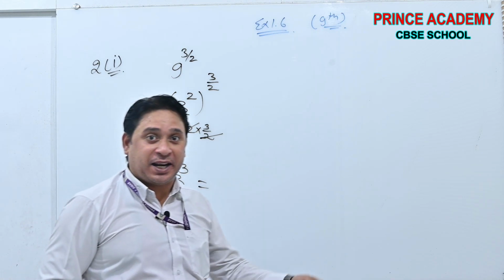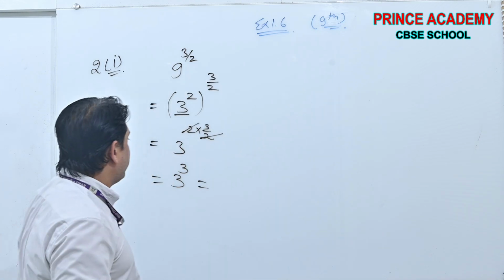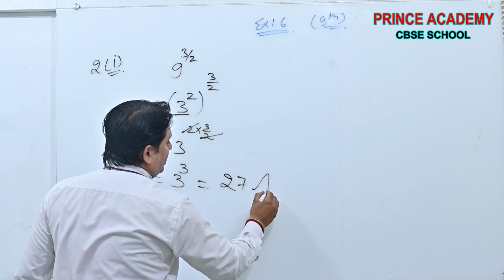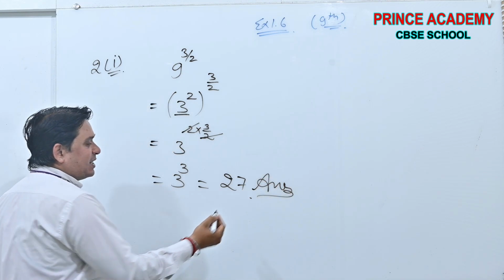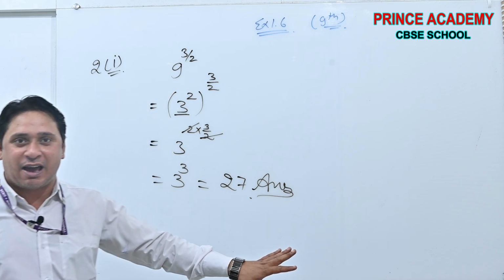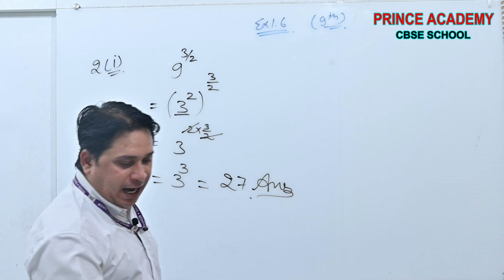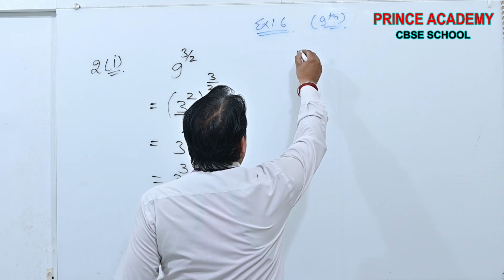Once again I am repeating, knowledge of squares and cubes. 3 raised to power 3 is 27. See beta, I think you all are enjoying this video. This is the simplest video I have ever made. Because the concept is very easy and you all have gone through this.